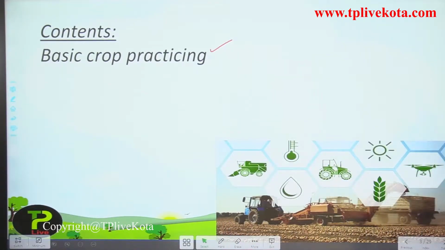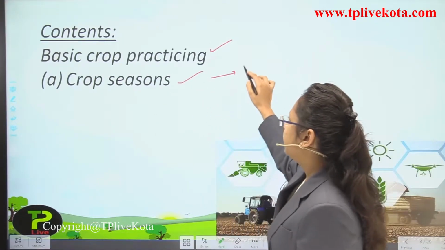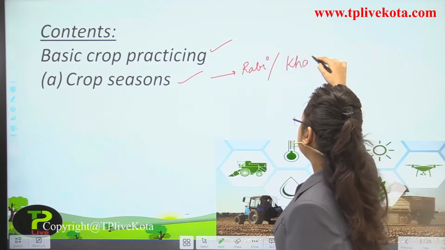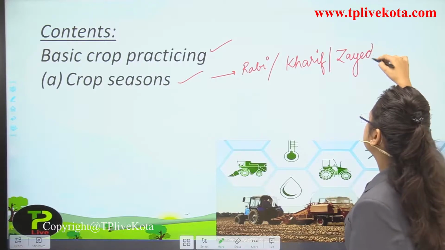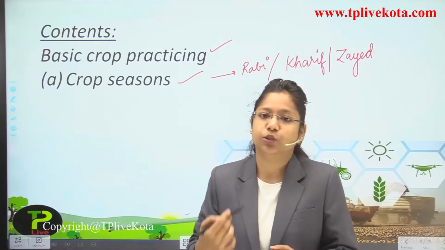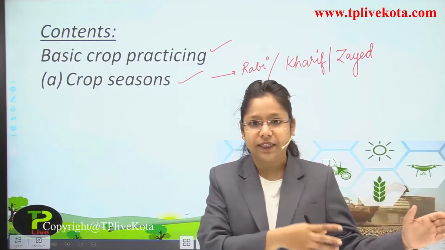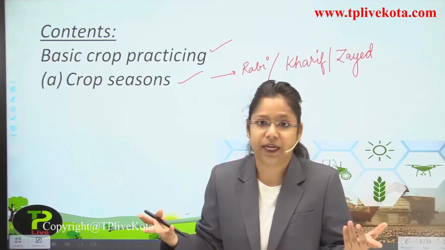And next are the crop seasons. What are the crop seasons? They are the Rabi season, the Kharif season, or the Zaid season. What are these seasons and when is a particular crop to be grown? A farmer should know this thing. Winter crops are grown only and only in the winter season, and if they are grown in the summer season, they are not going to propagate or grow.